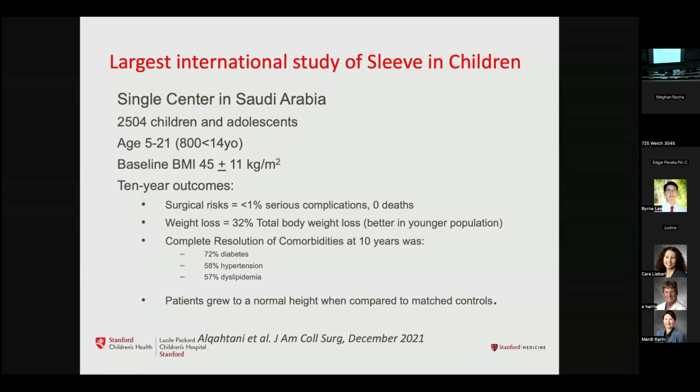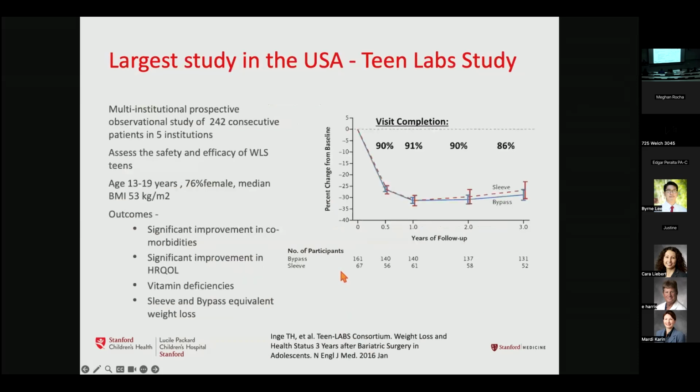And then complete resolution of comorbidities at 10 years, including 72% of patients with diabetes, 58% with hypertension, and 57% with hyperlipidemia. And the patients grew to a normal height when compared to matched controls. So it doesn't stunt their growth to have bariatric surgery. And in the younger population, it looked like they actually grew more. They were about 1 centimeter taller than expected.